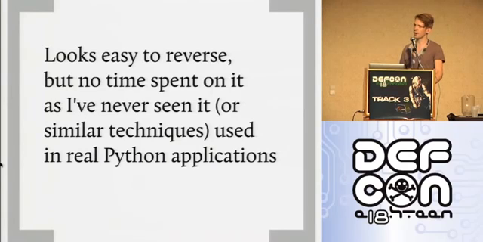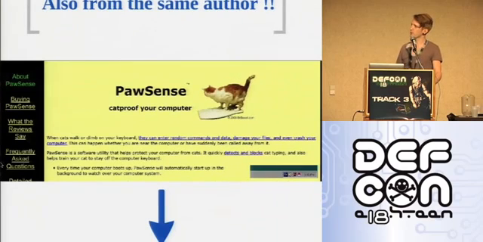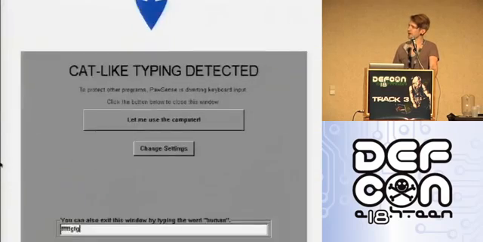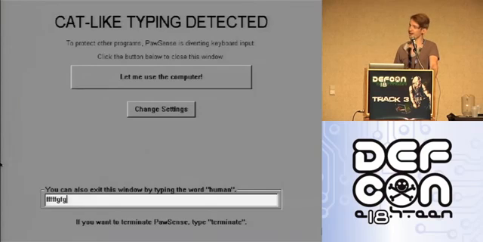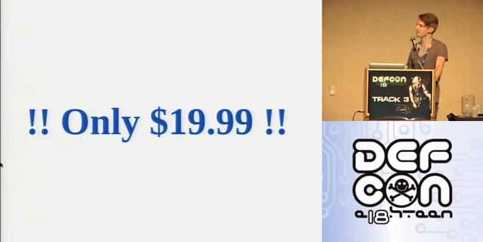When I was looking at the guy who sold this Python obfuscator, though, I found a gem. He also sells PoreSense. PoreSense is a way to cat-proof your computer, and it will tell you when cat-like typing has been detected. So if people have kind of cat computer problems, this is your man. And it's only $19.99, so it's a snip.